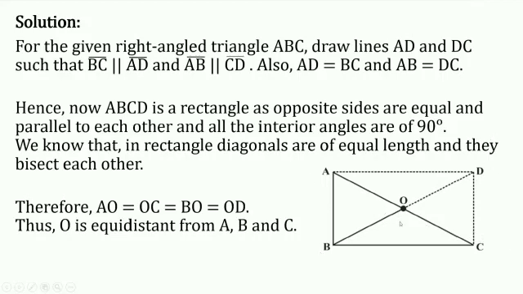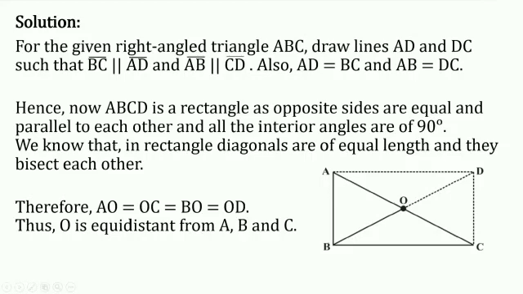I'm just assuming the lengths in order to show that BC is equal to AD and AB is equal to CD. Now we can see that ABCD is a rectangle because opposite sides are equal as well as parallel. Apart from that, we can see that angles A, B, C and D, all four interior angles, are right angles. So we can say that ABCD is a rectangle.